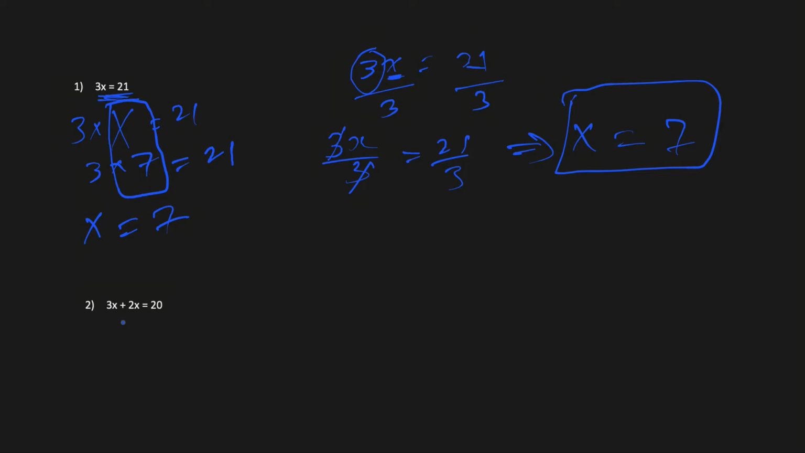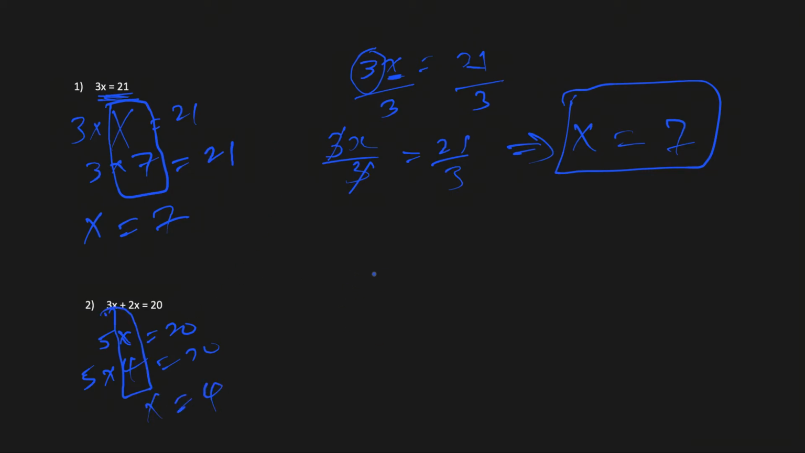All right. The second is 3x plus 2x equals 20. So we know 3x plus 2x is 5x equals 20. And similar to the first equation, we know that what times 5 equals 20. So we know that 5 times 4 equals 20. This gives us x equals 4.